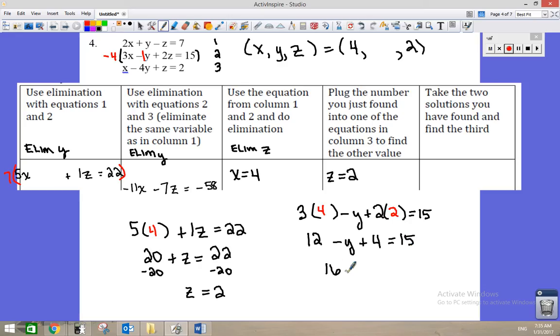So I've got 16 minus y is equal to 15, and 16 minus 1 is 15. So I know that y is 1. So hey, I hope that helps, and I'll talk to you later.